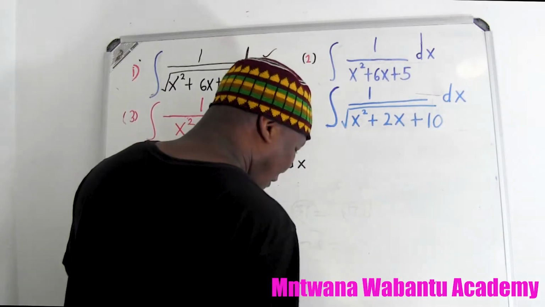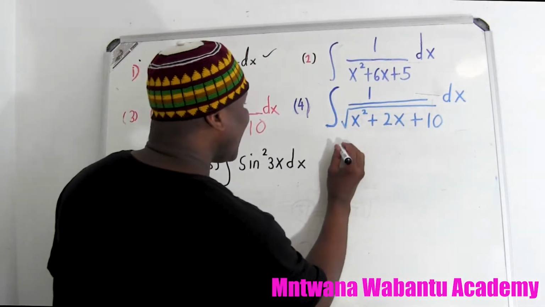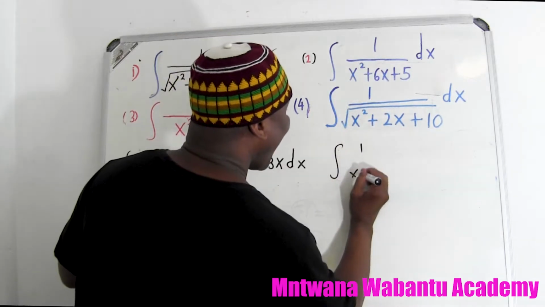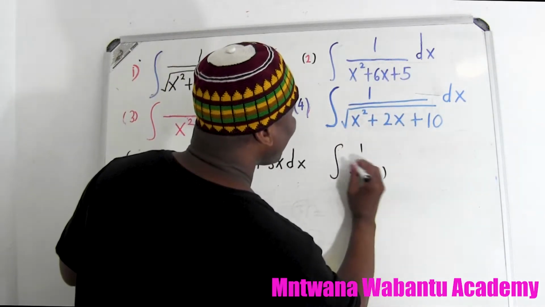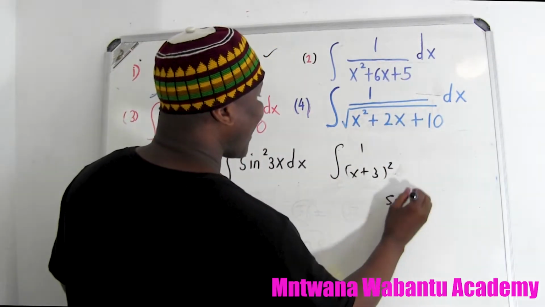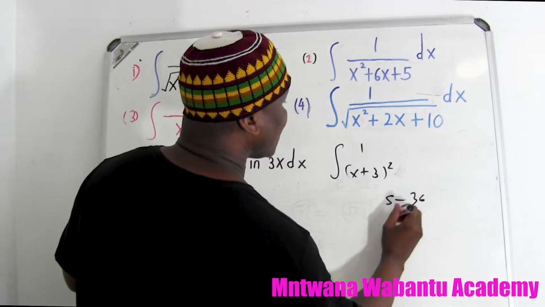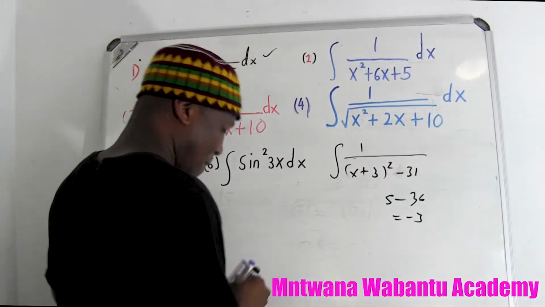So right now, this is going to be the integral of 1 over x squared plus 6x plus 5. Let's do completing the square: x plus 3 squared, plus, I don't know if it's plus or minus, 5 minus 36. It's equal to negative 31. It's going to be negative 31.